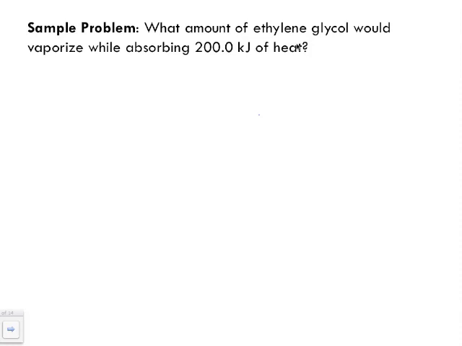Sample problem. What amount of ethylene glycol would vaporize while absorbing 200.0 kilojoules of heat? The only information that we're given here directly is the 200 kilojoules of heat. That's our delta H. This is the amount of energy that it's absorbing. Because it's absorbing, it is considered endothermic.